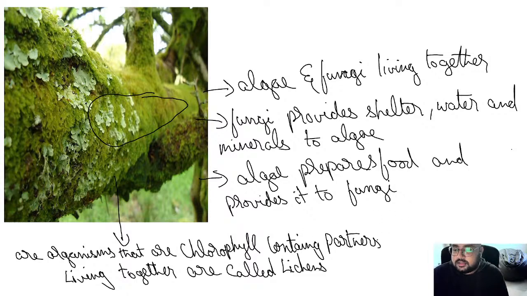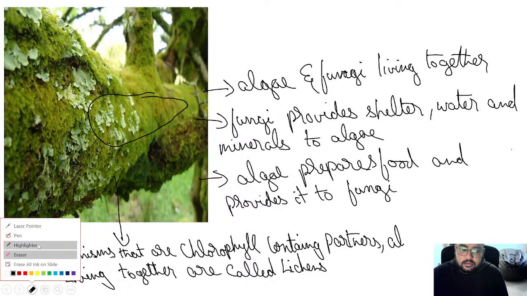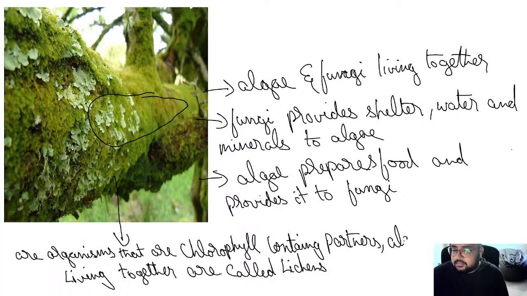So what are those partners? Chlorophyll containing partners, algae and fungi. Okay, write that down clearly. They are actually chlorophyll containing organisms, algae and fungus living together, and they are called lichens.